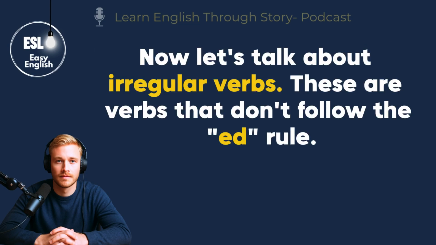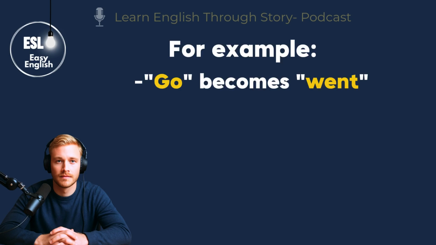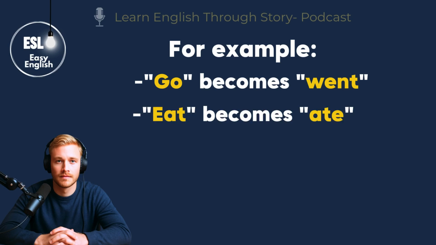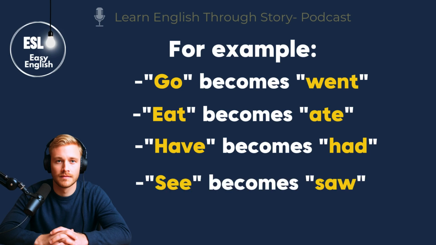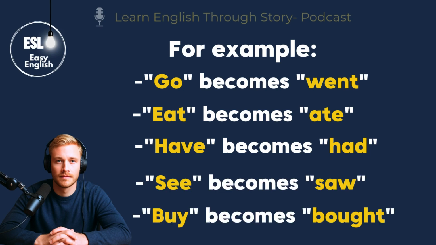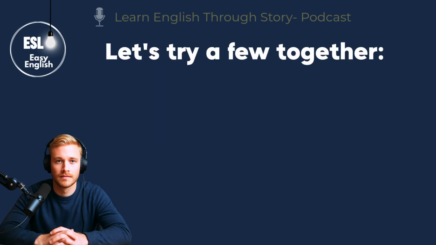Now let's talk about irregular verbs. These are verbs that don't follow the ed rule. For example, go becomes went, eat becomes ate, have becomes had, see becomes saw, buy becomes bought. There's no rule for these, you just have to memorize them, but don't worry, you'll see them often. Let's try a few together.